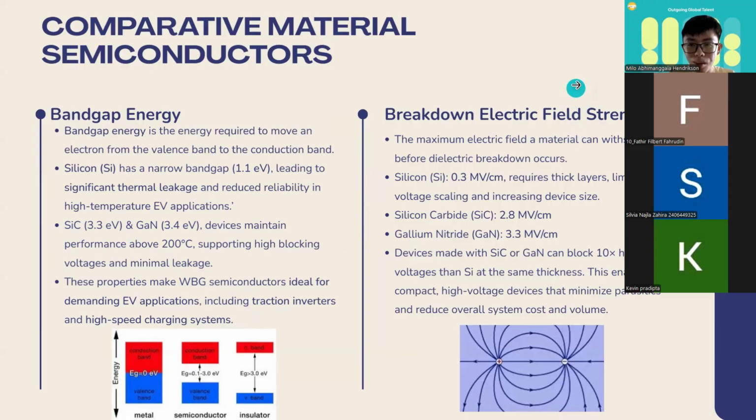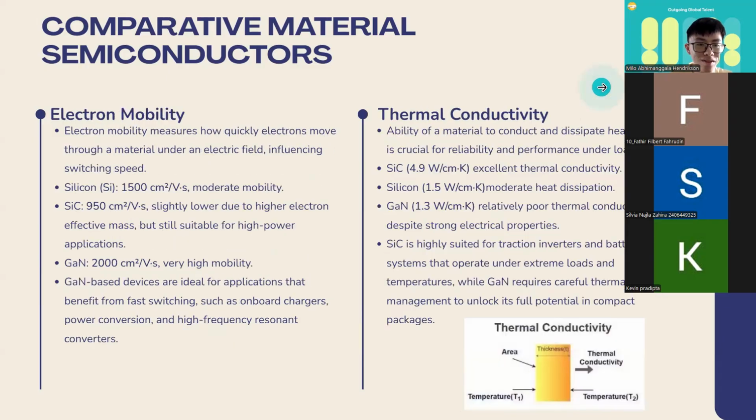And also we continue with the breakdown electric field strength. It is the maximum electric field a material can withstand before electric breakdown occurs. And as you see here, both silicon carbide and gallium nitride can block 10 times higher voltages because they have a really high breakdown electric field. This minimizes the parasitics and reduces overall system cost and volume.